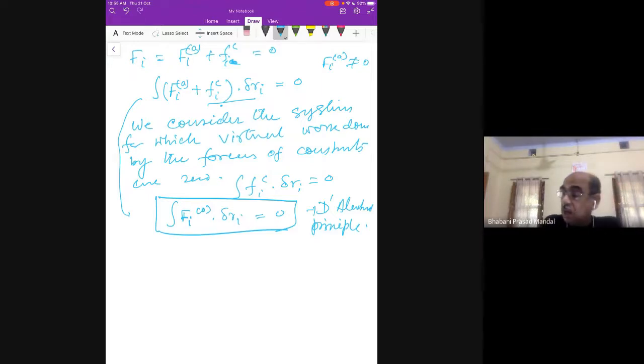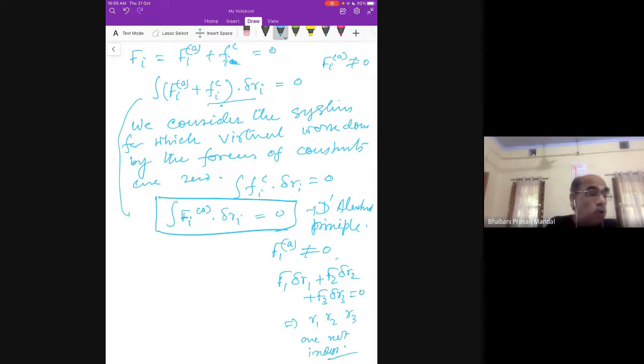Okay, so this is the thing. And now you understand, I already mentioned that F_a is not equal to 0. For example, F1 dr1 plus F2 dr2 plus F3 dr3, for example, is 0, but all F1, F2, F3 are not 0. This implies that r1, r2, r3 are not independent, right?